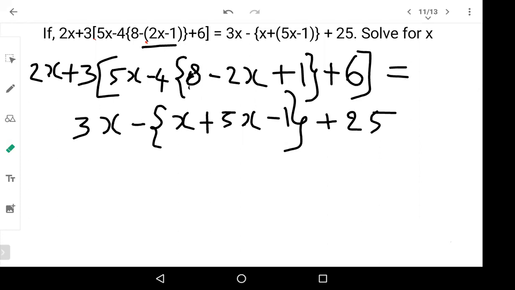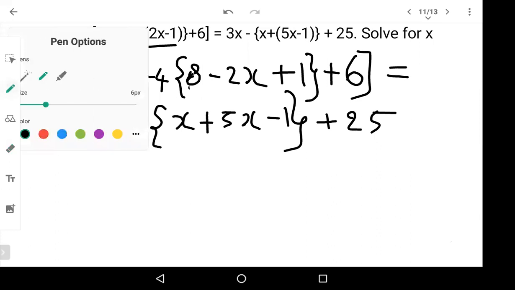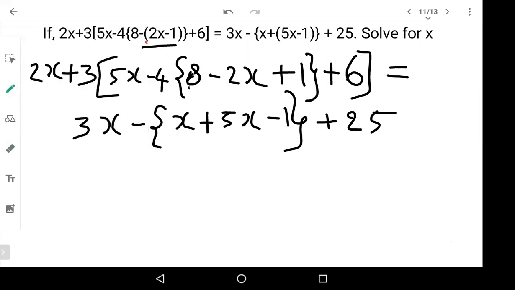Okay, now let us go to step number 2. I'll just change the color in step number 2 so that you will be able to understand it easily for the different step. Now we have removed these brackets, the normal brackets. Now what is the next bracket that is available? The next bracket that is available is flower brackets. Let us remove those flower brackets also.